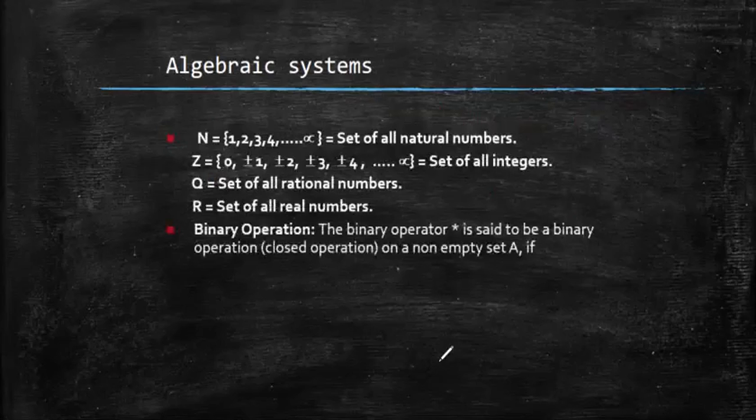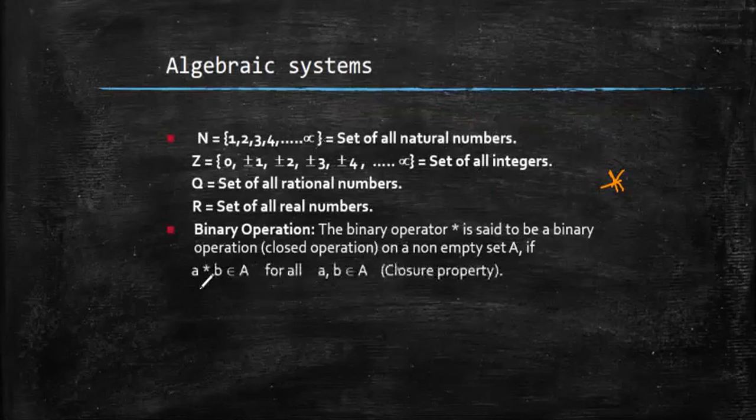Now, what do we mean by the operation? The binary operator which is usually used is the star symbol, and it is said to be a binary operation or a closed operation on a non-empty set A if a star b is equal to some value and it belongs to A. So whatever the result of the operation is, it should also belong to the same set, for all a, b belonging to A. This is known as the closure property. So the set N is closed with respect to addition and multiplication.